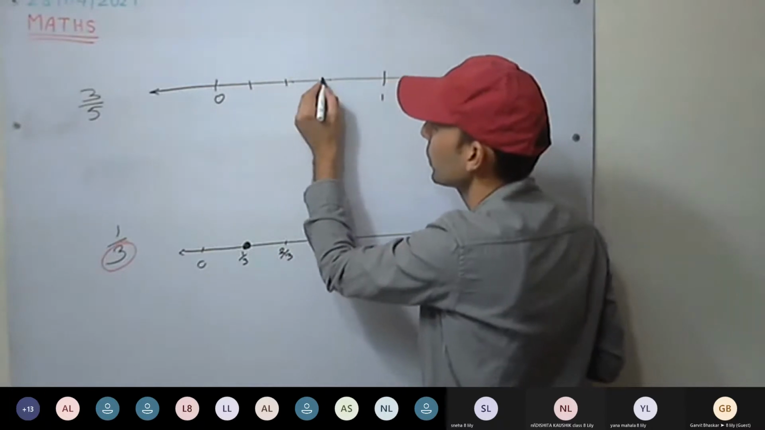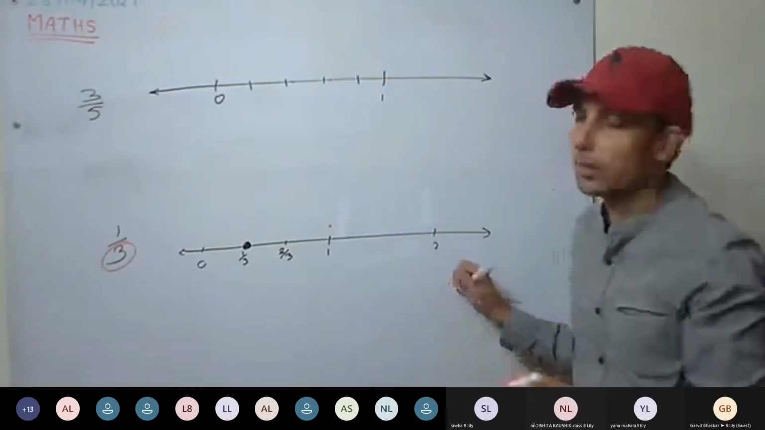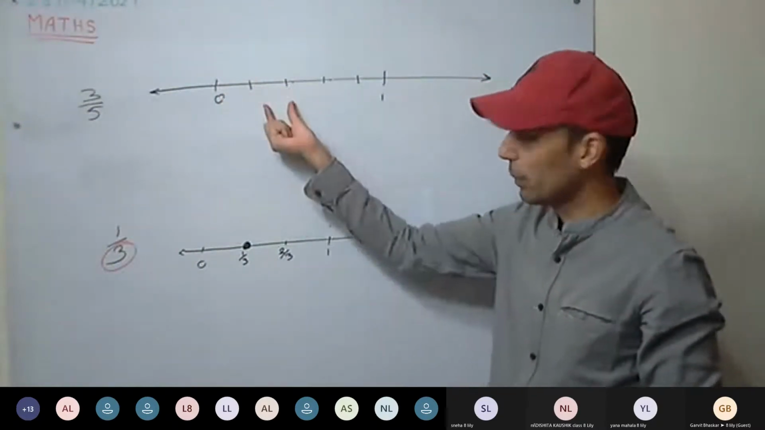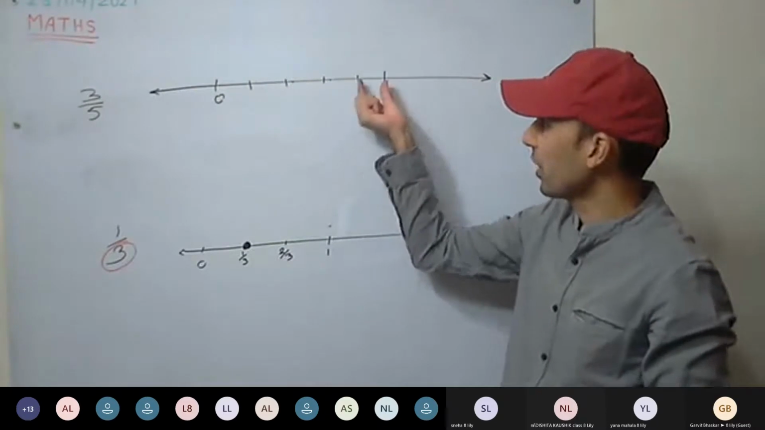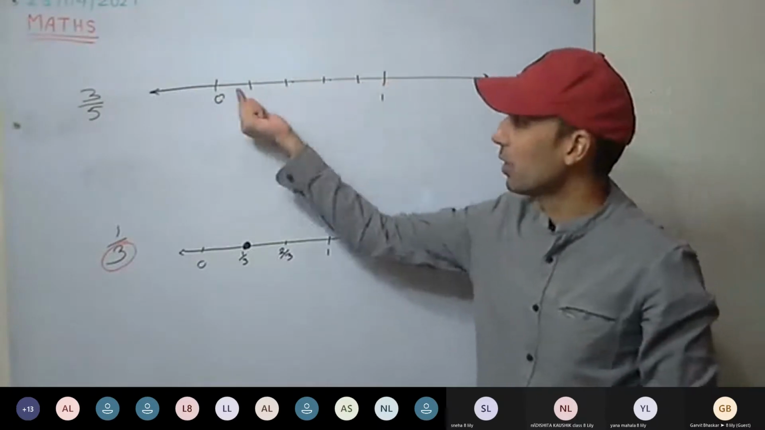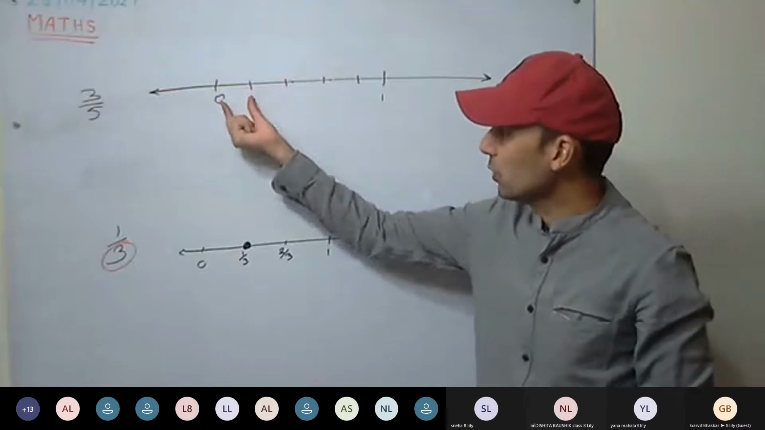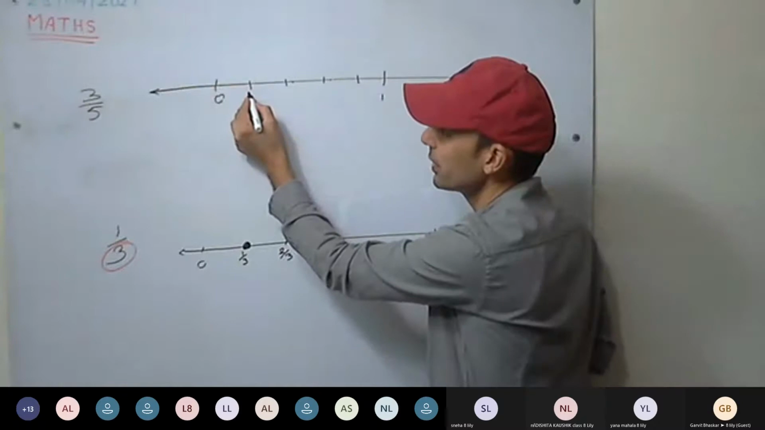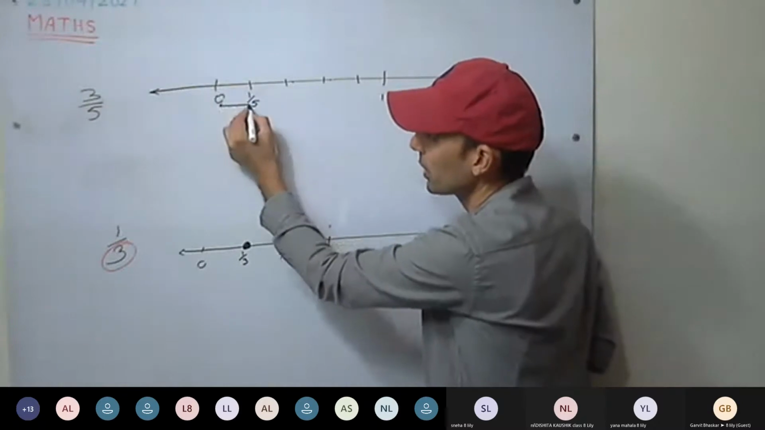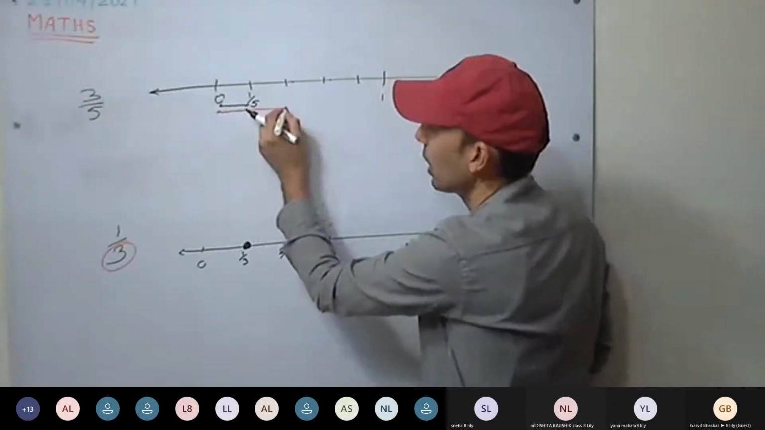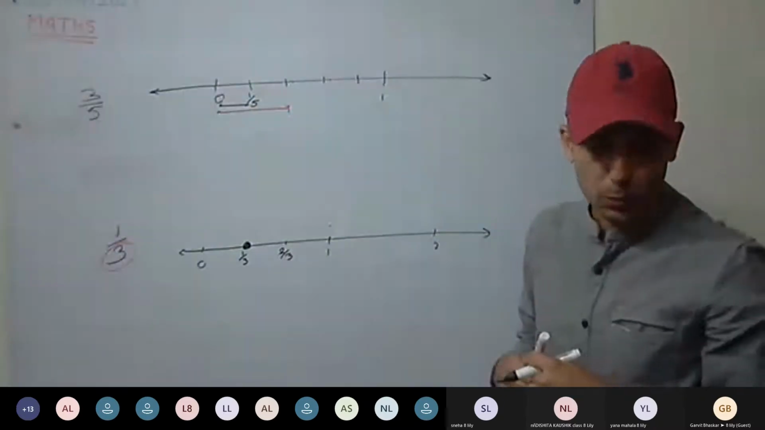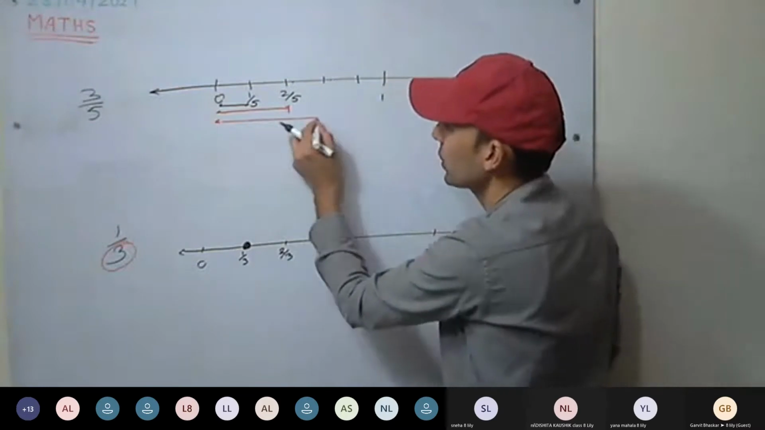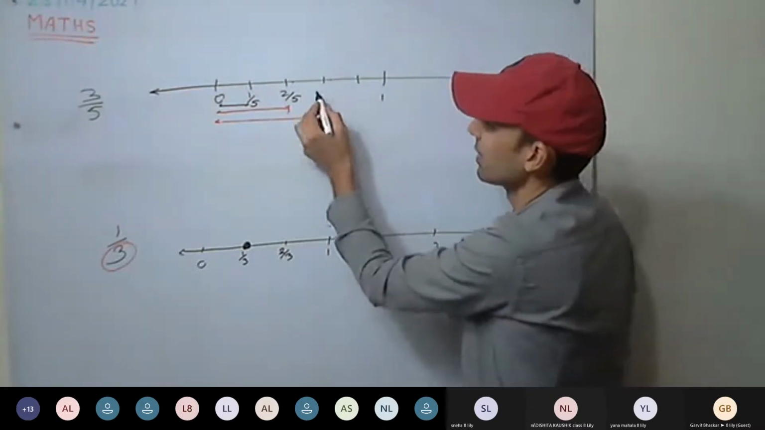1, 2, 3, 4, 5. So each part will be how much? 1 by 5, 1 by 5, 1 by 5, 1 by 5, 1 by 5. All the parts are equal, and each part is equal to 1 by 5. From here to here, this length is 1 by 5. And from here to here, how much length? 2 by 5. From here to here? 3 by 5.